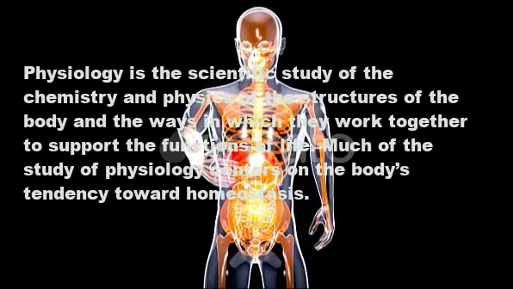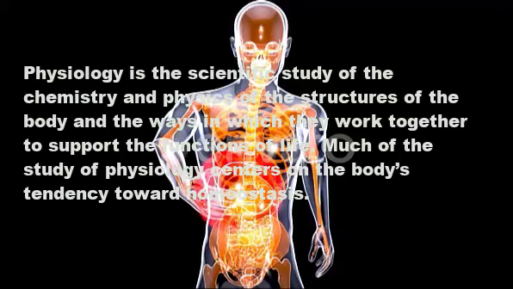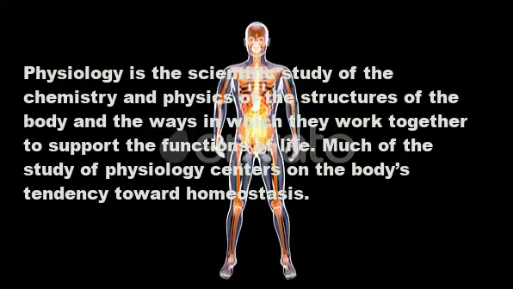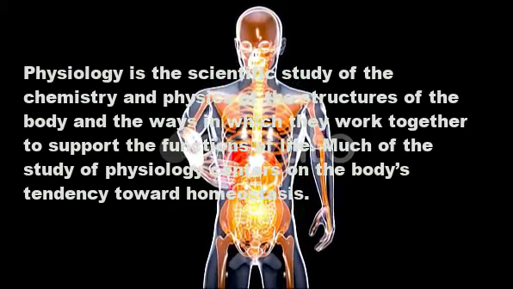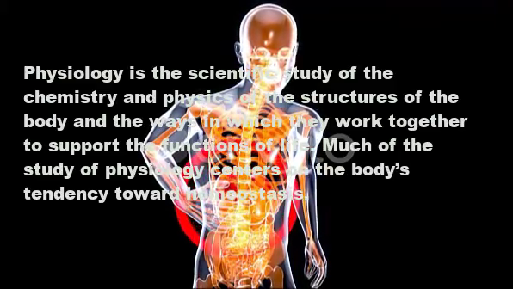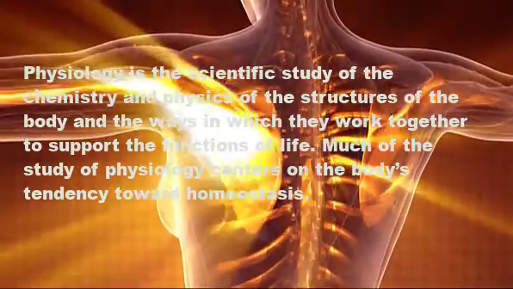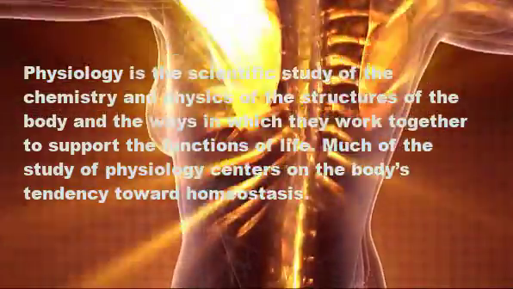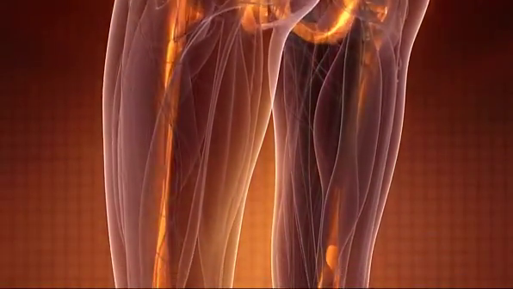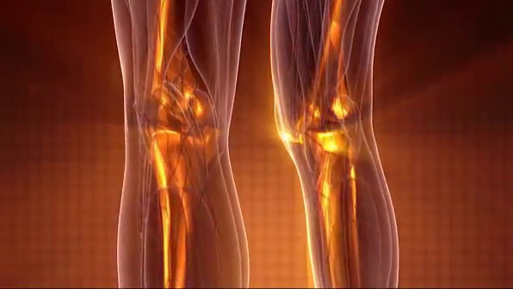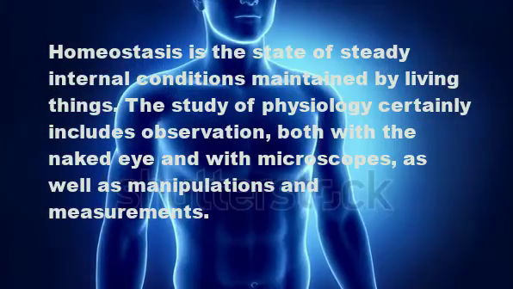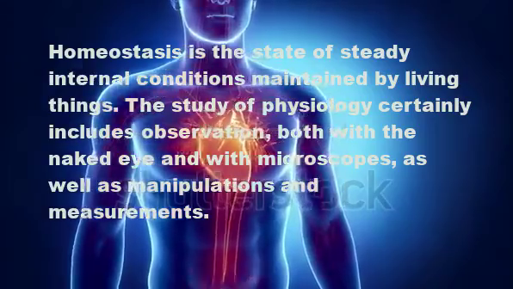Whereas anatomy is about the structure, physiology is about the function of the human body. So human physiology is the scientific study of the chemistry and physics of the structures of the body and the ways in which they work together to support the functions of life. Much of the study of physiology centers on the body's tendency toward homeostasis. What is homeostasis? It is the state of steady internal condition maintained by living things.